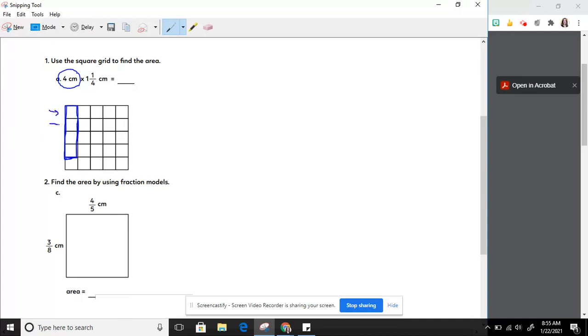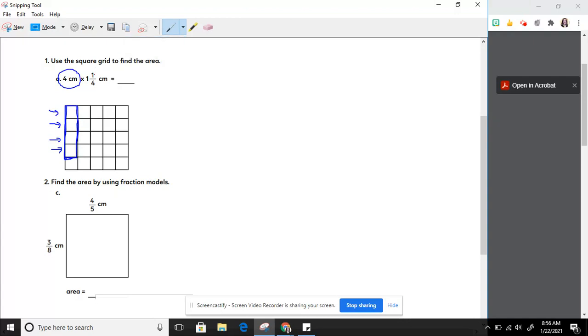1, 2, 3, 4. Now, this is a little different from using a fraction model. We're using a square grid. So it looks a little different than using a fraction model. But the first thing we did is we found that 4. Now with the 4, we went down. 1, 2, 3, 4. We're going down.